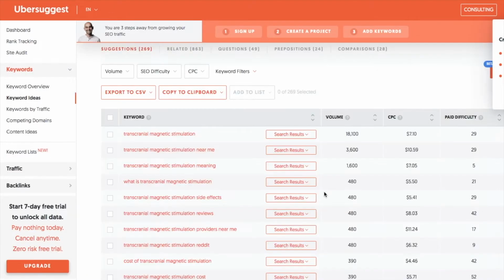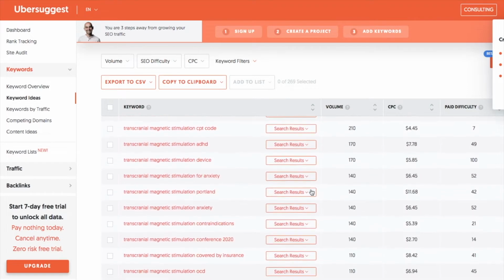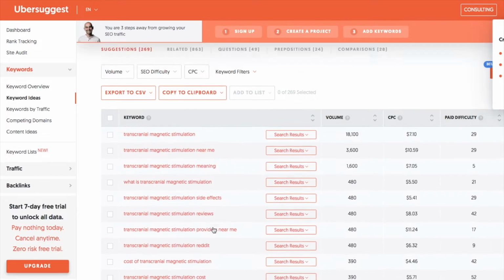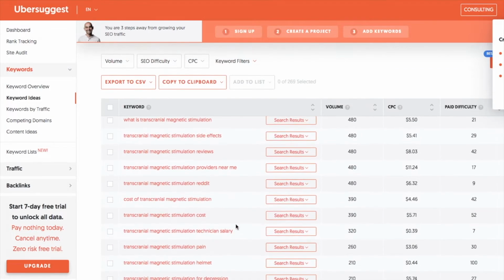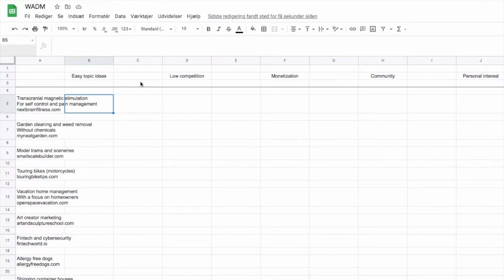Keyword ideas. Okay, so there's something here. Most of these keywords are YMYL, so maybe it's not going to be as easy as I thought in the beginning. So I'm going to give it a 2 out of 5. Garden cleaning and weed removal, I'm not going to look up because I know it's going to be easy to find ideas. I don't know yet how the competition is, but it's definitely going to be easy to find ideas.